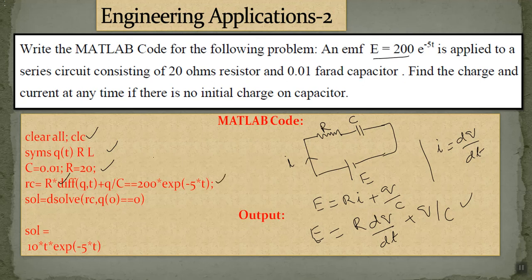On the initial condition there is no charge, so I will write Q of 0 equals 0. This is the RC equation, and this is the condition. Simply apply the dsolve function, and directly you will get the solution. Okay.